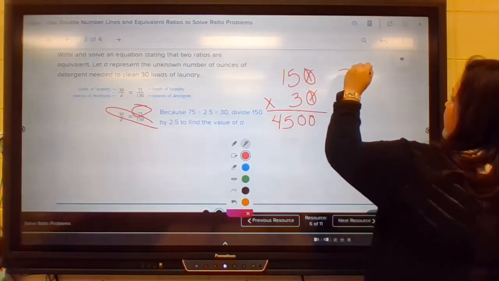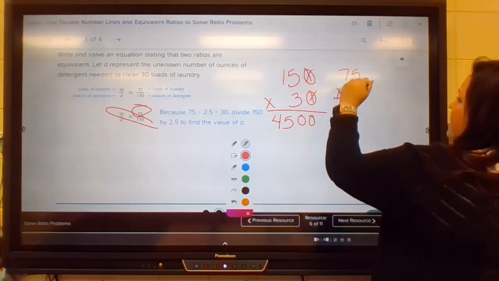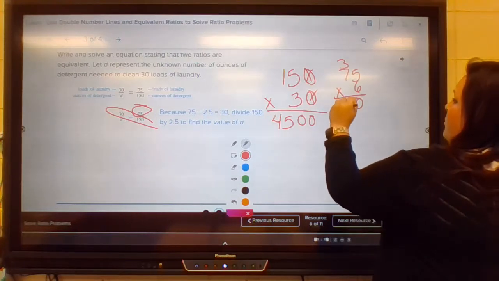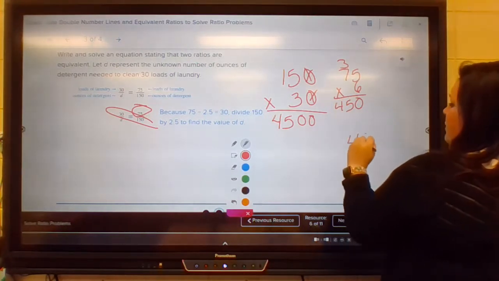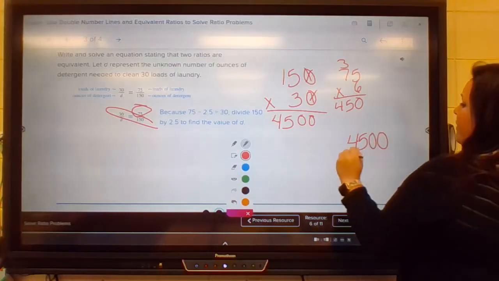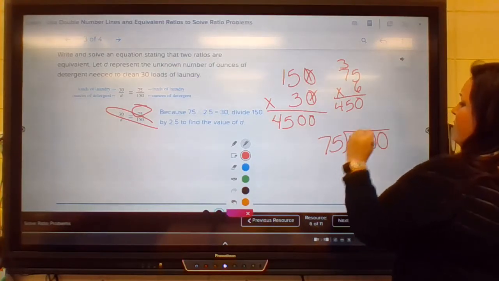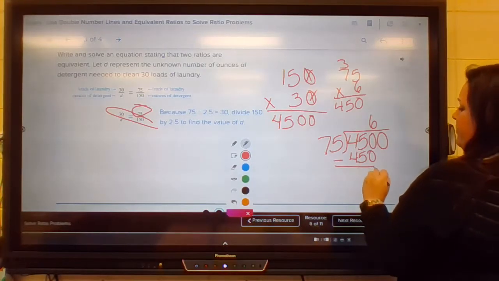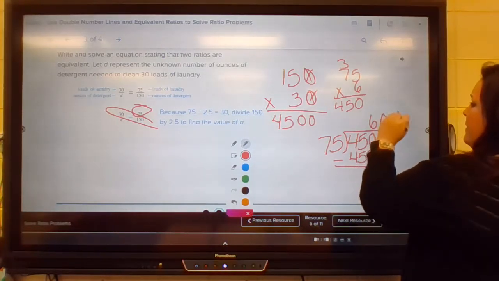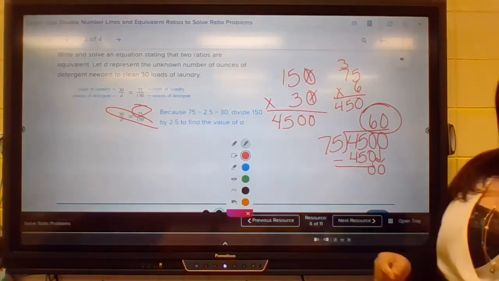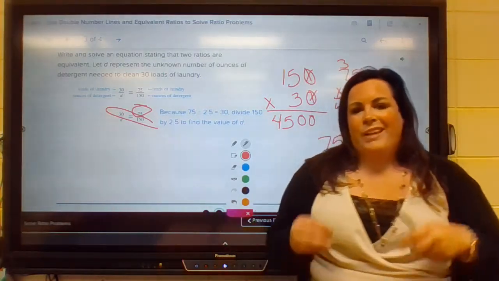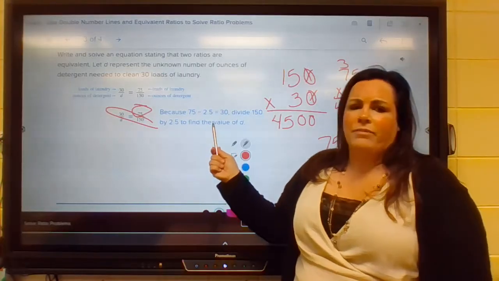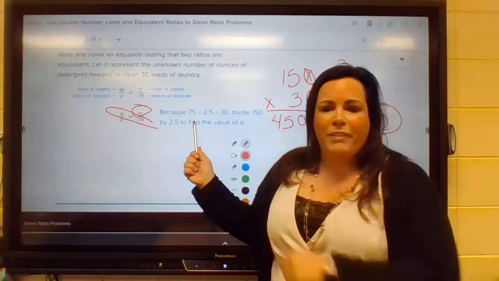So 75 times 6, let's double check: 6 times 5 is 30, 6 times 7 is 42, plus 3 is 45. Oh, perfect. So if we take 4,500 and divide by 75, we know that it goes in 6 times here, right? 60. We're still able to find the same value, and it's a little bit simpler than just guessing, okay? Guessing that 2.5, right? 75 divided by 2.5 is 30.